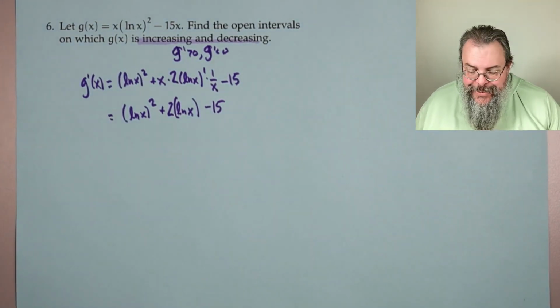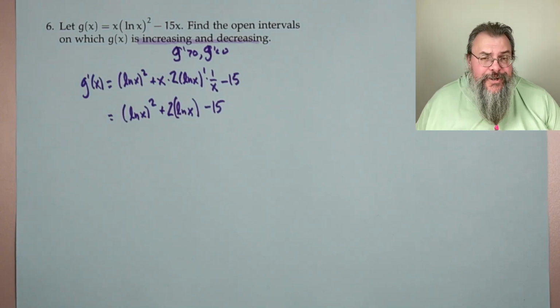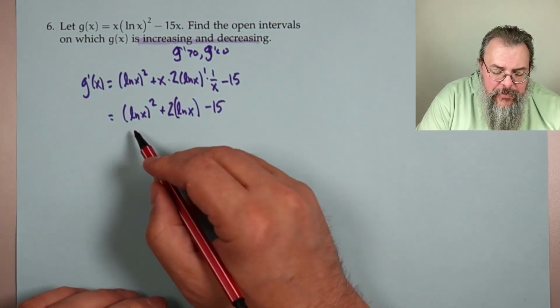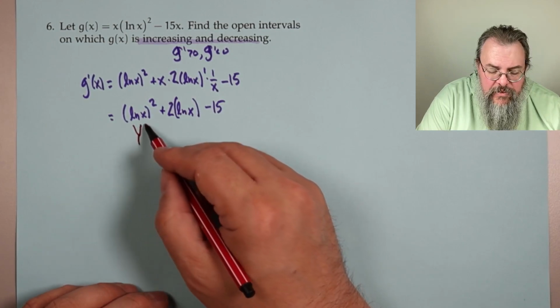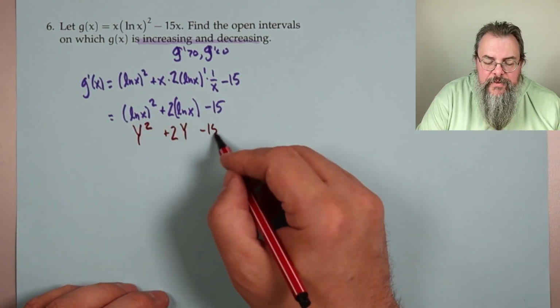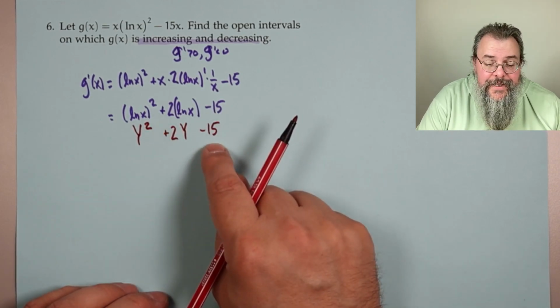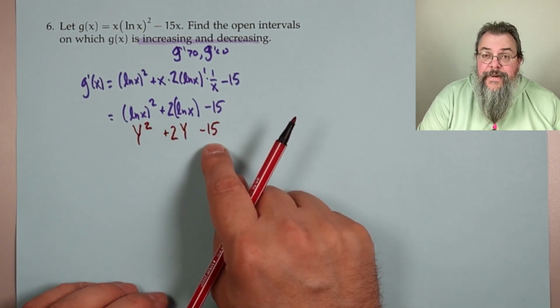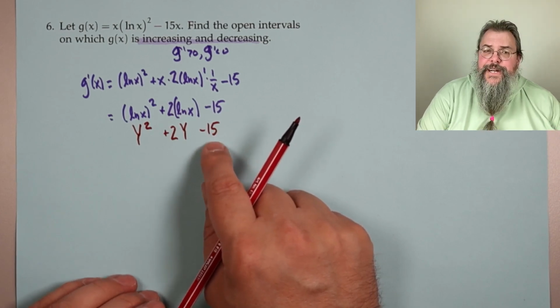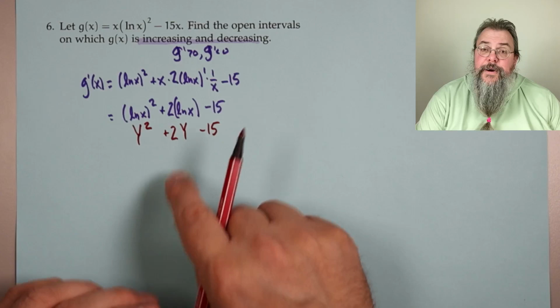Interesting. Notice it feels kind of like a quadratic, right? Think of it for a second. It's something squared plus 2 something minus 15. Suppose you saw that. Could you do something? Does it factor? Can you think of two numbers that multiply together to give negative 15, but if you were to add them, would give you a positive 2?